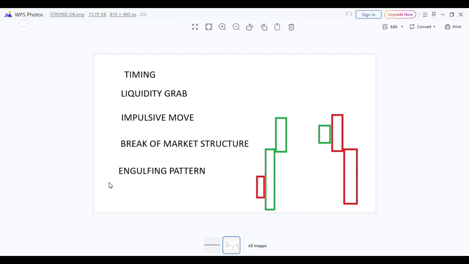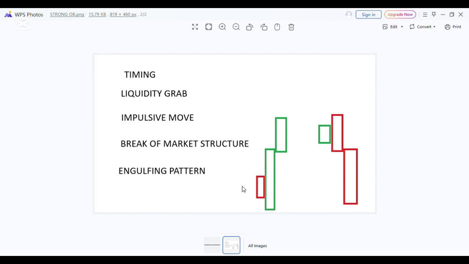And the fifth rule is that it has to be engulfing. You have to see an engulfing pattern. So we have made a tutorial on the break of market structure and a tutorial on the engulfing pattern. Do the needful to watch that so you can understand more.